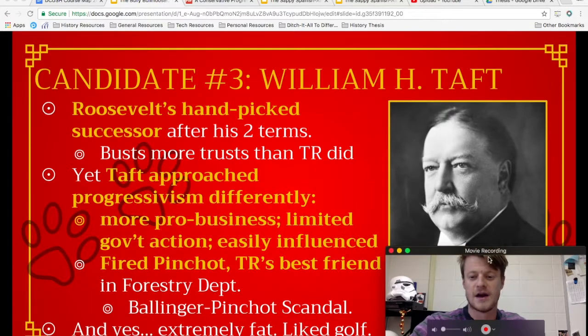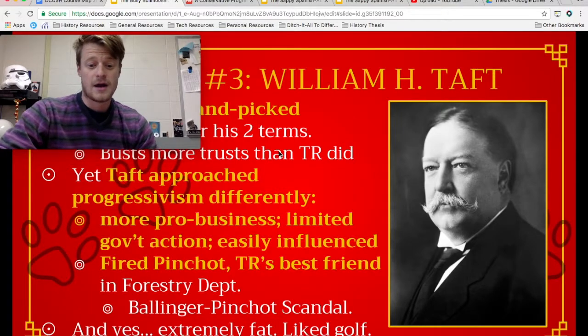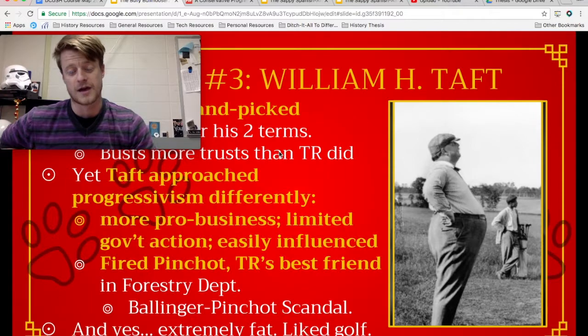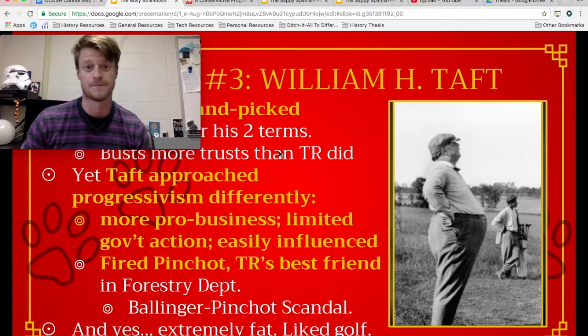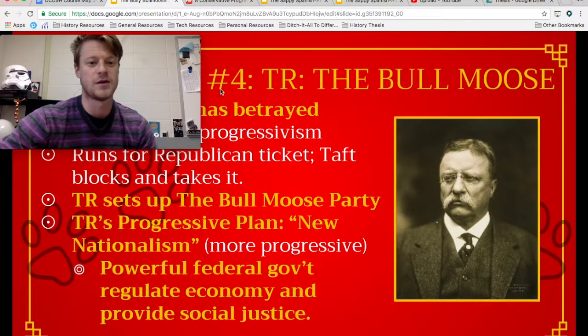It's very nasty. Now Taft, if you do not know much about him, is a big boy. He's extremely fat and liked golf, as you can see right there. It is true that he had a tub that would normally fit 3 grown men, but only fit him because he was that big. Big dude. He spent his time mostly on golf courses if he could choose.